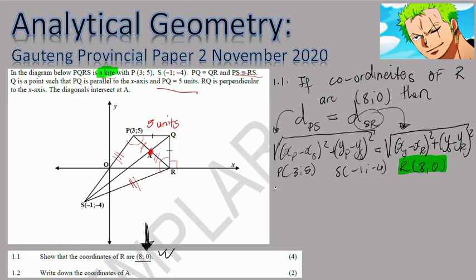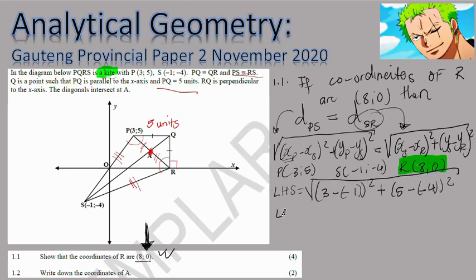Now the left hand side is equal to the square root of what is x at P. X at P is 3 minus what is x at S. X at S, it is -1. So I'll put two brackets here, plus y at P. What is y at P? Y at P is 5 minus what is y at S. Y at S is -4. This way. Hope my writing is visible.